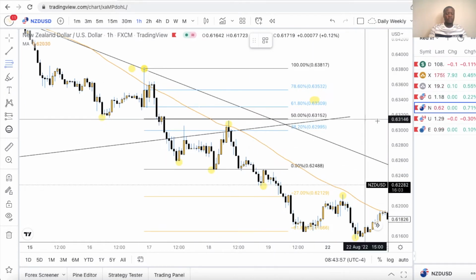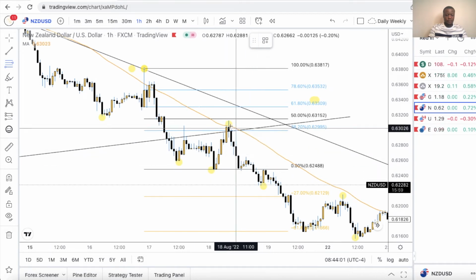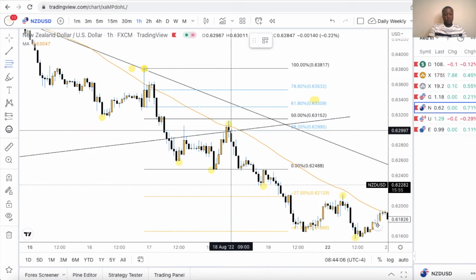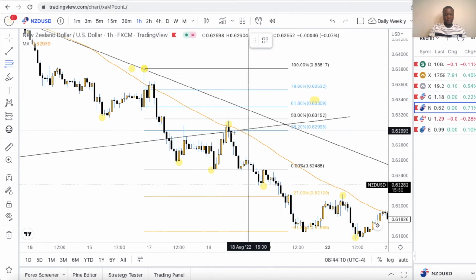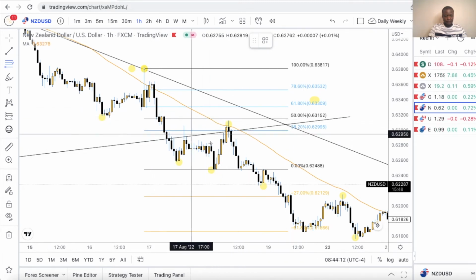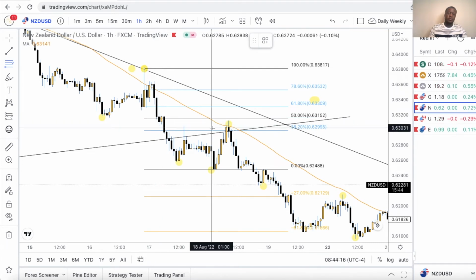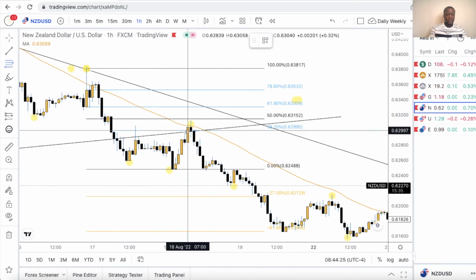So confluence number 1, once again, we have the moving average. Confluence number 2, we have the previous trend line, a retest of the trend line. Confluence number 3, we have resistance. So those are 3 confluences, and all you really need is 3 confluences to enter the trade. So then we will enter the trade somewhere around here.